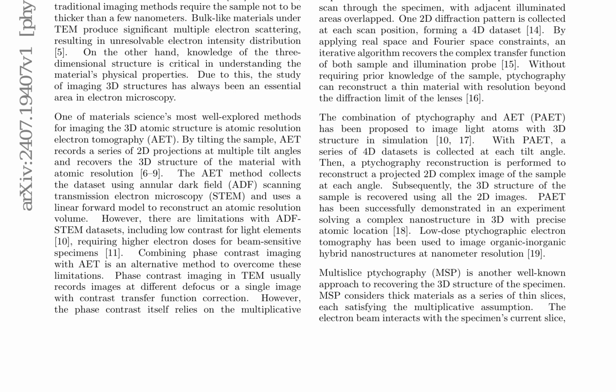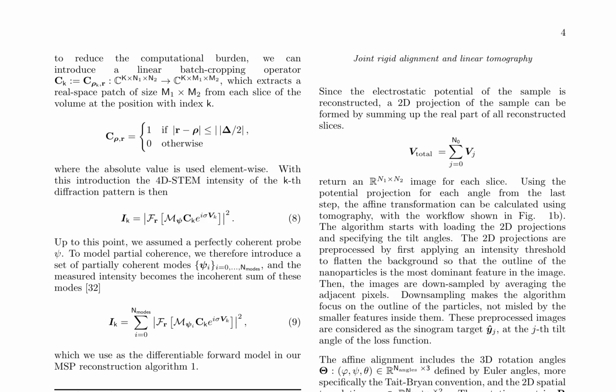To model partial coherence, a set of partially coherent modes is introduced, and the measured intensity becomes the incoherent sum of these modes. The multi-slice ptychography (MSP) algorithm is used for joint object, mixed-state probe, and position retrieval. This algorithm iterates through steps that include initializing the aberration surface, calculating mean intensity, and setting up the initial probe and position refinement parameters. The algorithm then iterates through a loop that updates the volume, probe, and position parameters, outputting the final reconstructed volume, position, and probe.